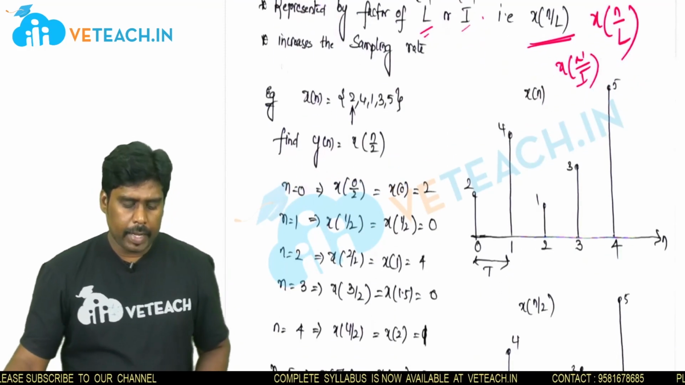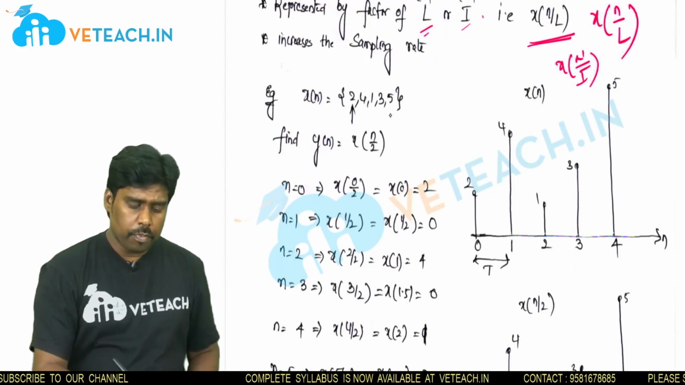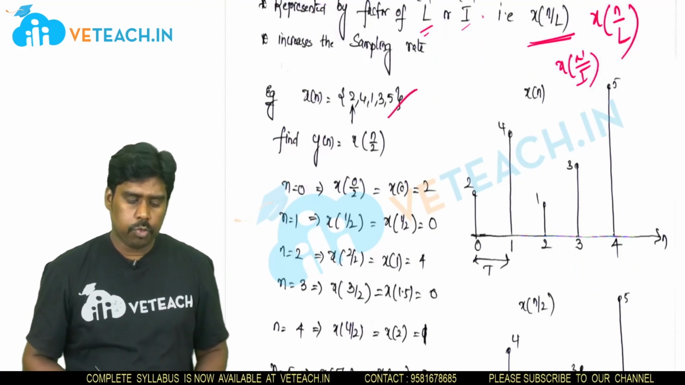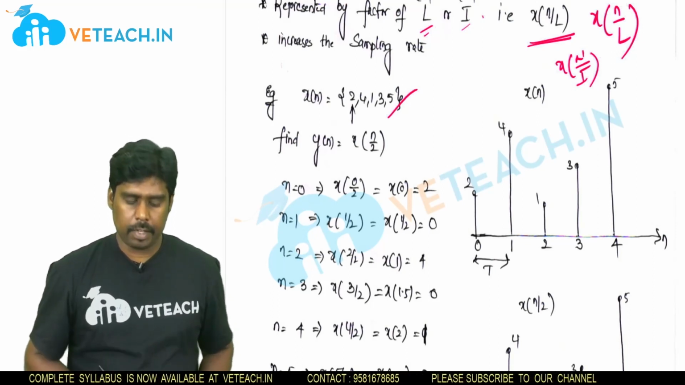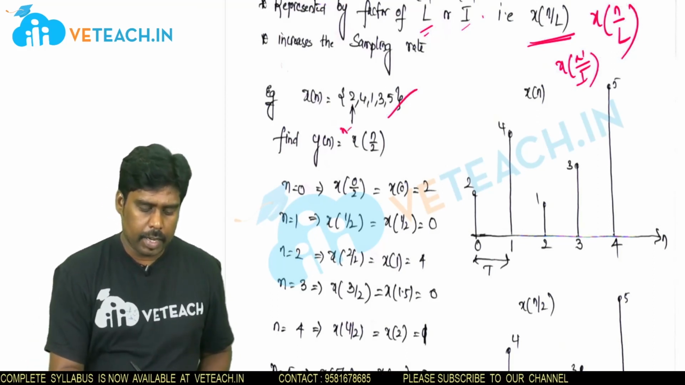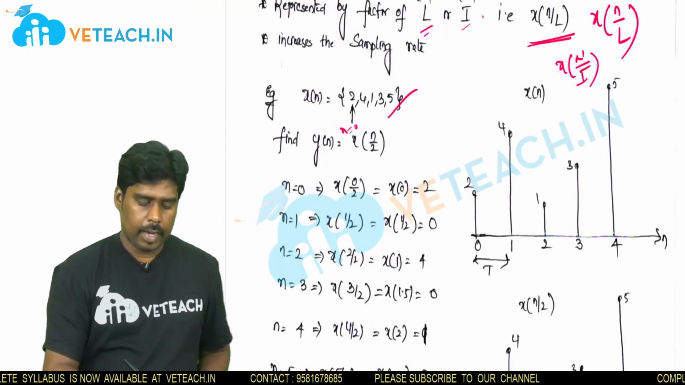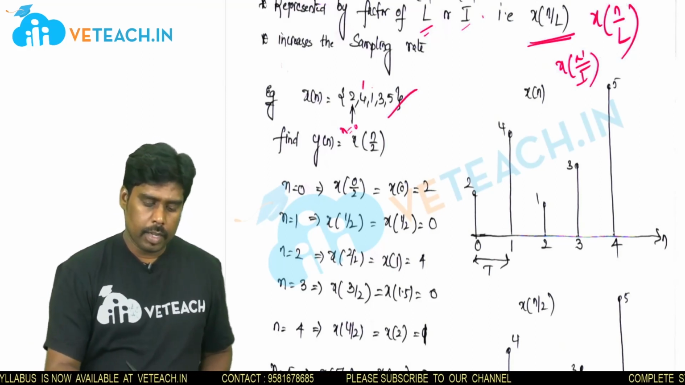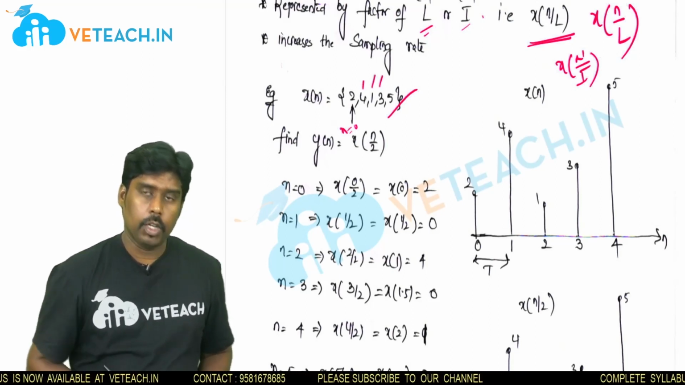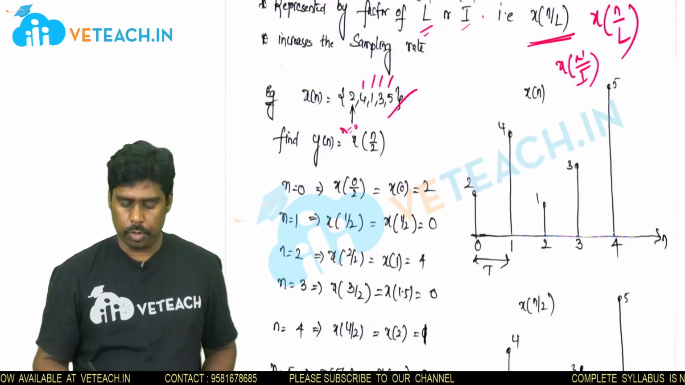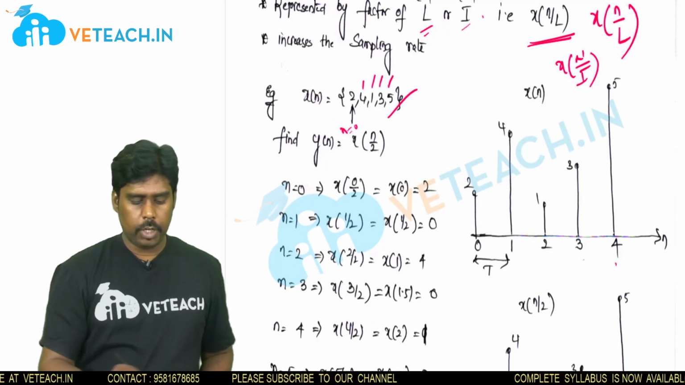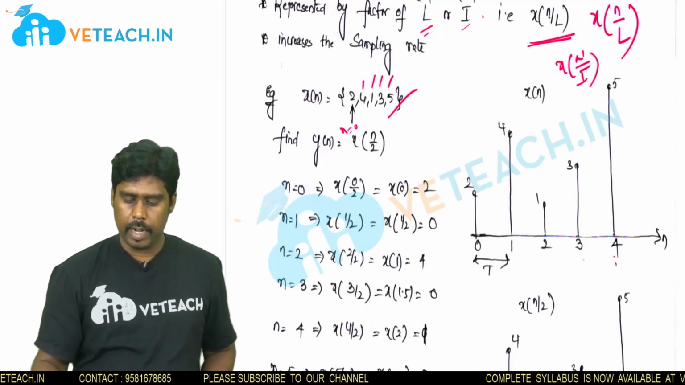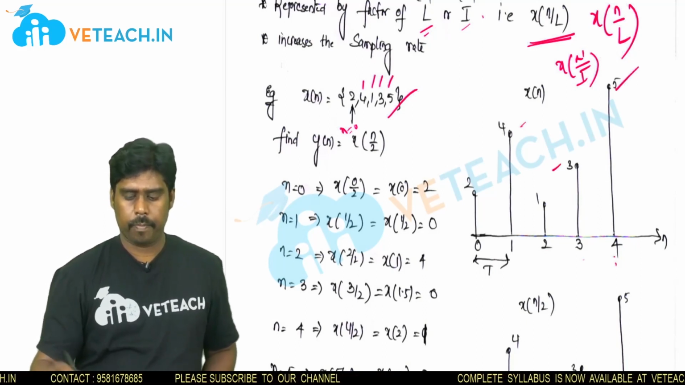Let me take an example. x of n equal to 2, 4, 1, 3 and 5. This is the given sequence. The sequence starts at n equal to 0, then n equal to 1, n equal to 2, n equal to 3, n equal to 4: 0, 1, 2, 3, 4. At 0 its value is 2. Likewise, at 4 its value is 5.